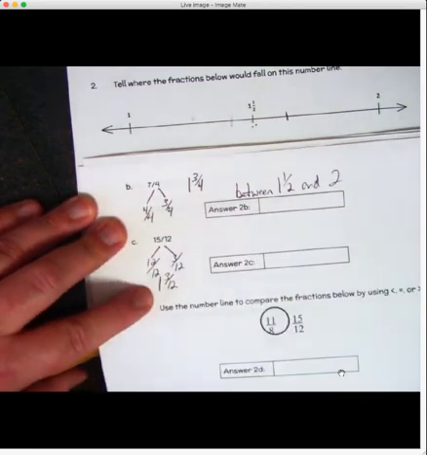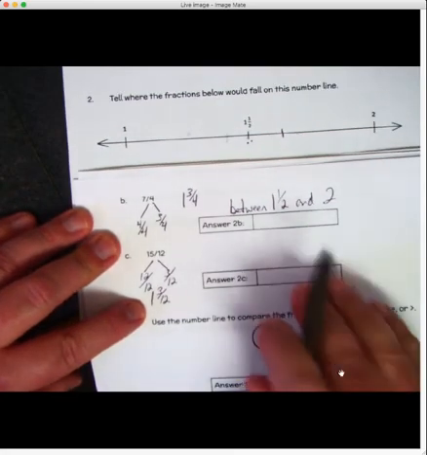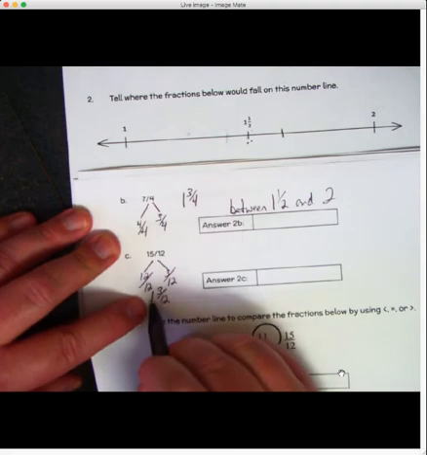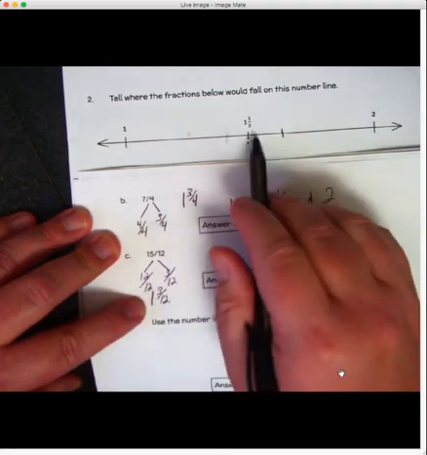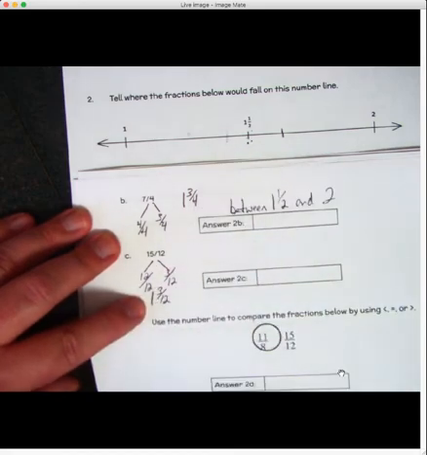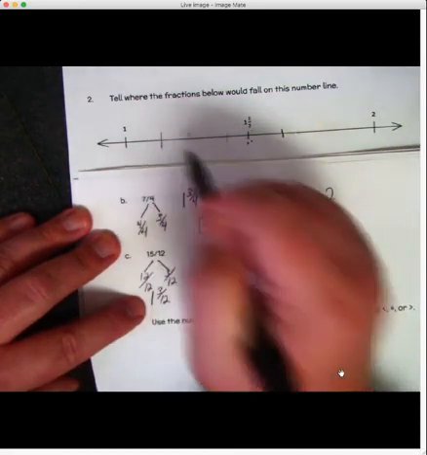3/12. Look at our number line. To be 1 1/2, it would have to be half of 12. It would have to be 1 6/12 to be equivalent to 1 1/2. We don't have 6/12. We only have 3/12. So that's going to be over here somewhere.